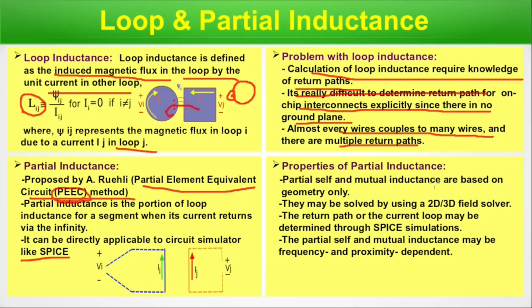And now, properties of partial inductance. Partial self and mutual inductance are based on geometry only. They may be solved by using 2D and 3D field solvers. Basically, they solve Maxwell's equations. The return path of the current loop may be determined through SPICE simulations. The partial self and mutual inductance may be frequency and proximity dependent. These are the properties of partial inductance. So we are done with this slide, and let's move to the next slide.